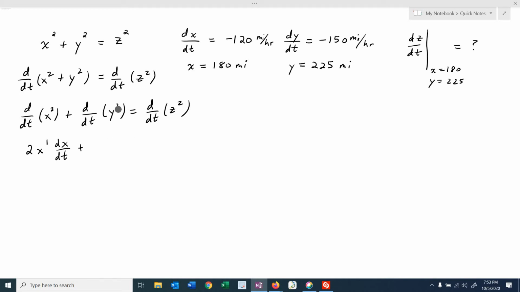Okay, and the same thing's going to happen here. The outer derivative here would be 2y to the first, and then dy/dt. Again, using the chain rule, right? Your outer derivative times your inner derivative. Then the same thing's going to happen here. You're going to get 2z to the first, and then dz/dt. Again, using the chain rule.